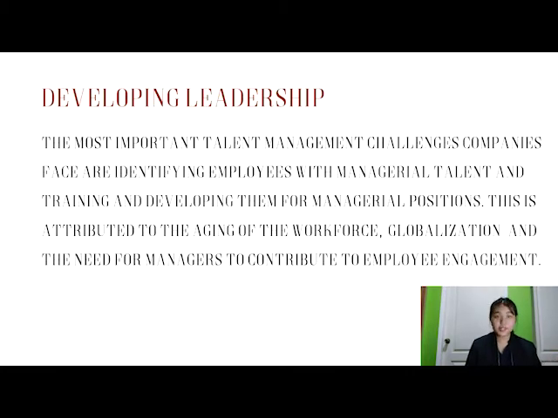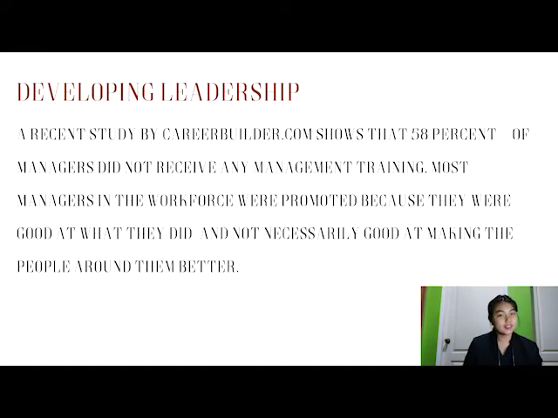Next is developing leadership. The most important talent management challenges companies face are identifying employees with managerial talent and training and developing them for managerial positions. This is attributed to the aging of the workforce, globalization, and the need for managers to contribute to employee engagement. Well, this raises the question, why do companies find it hard to attain great leaders?